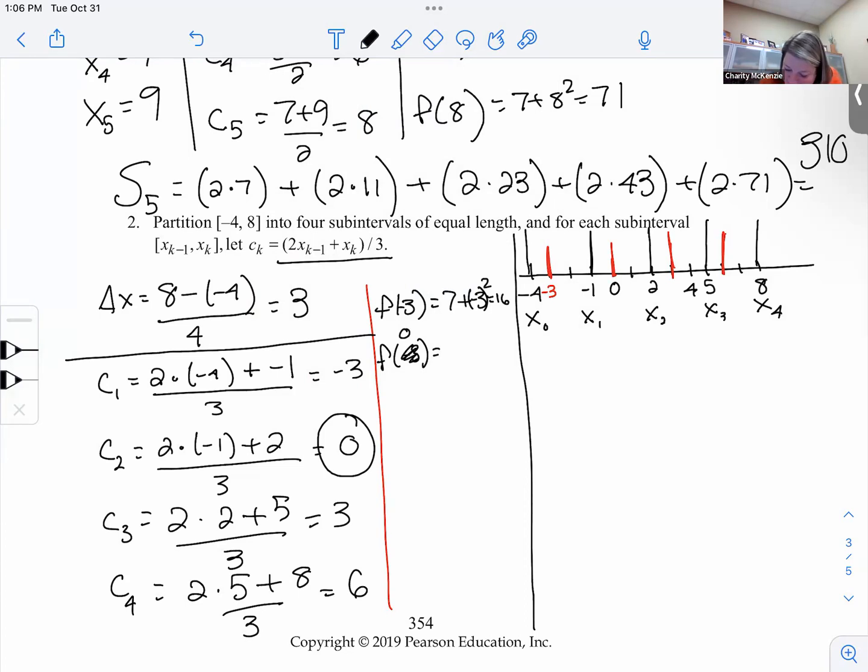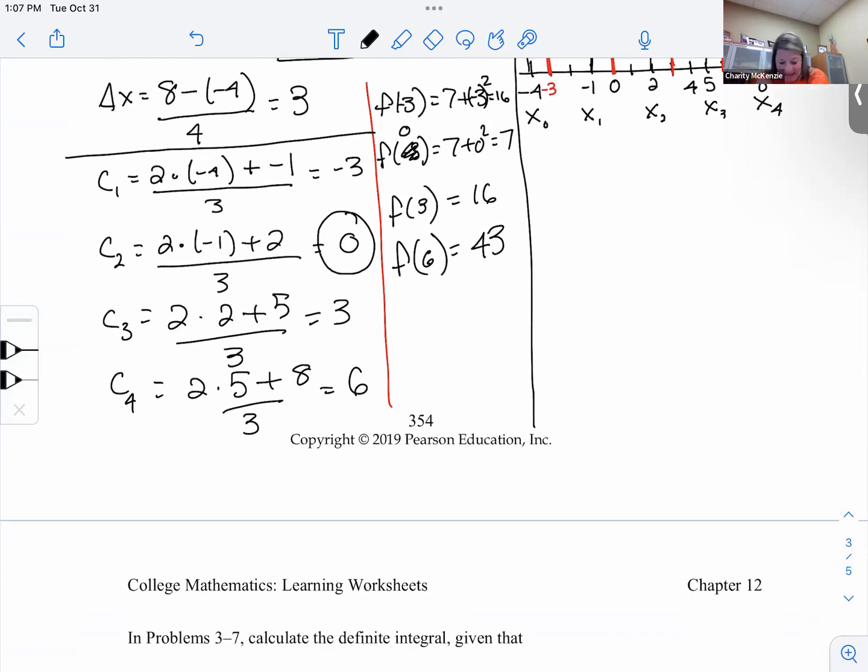That's all right. So f of 0 is going to give me 7 plus 0 squared, which is just 7. And then f of 3 is going to give me that same 16, because 3 squared and (-3) squared are all the same. And the last one is 6, which gives me 43. So I have to do the c's to know what number to put into the function. And now we can do our big sum.